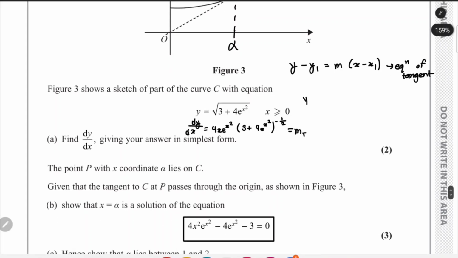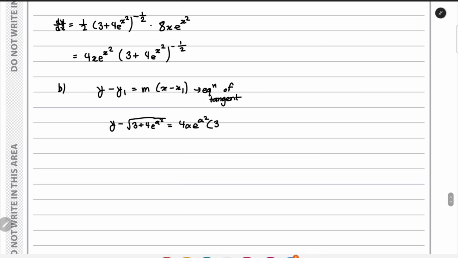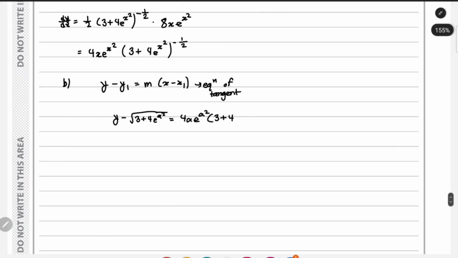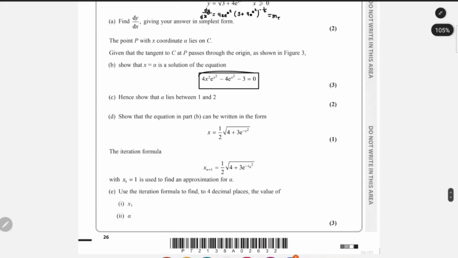We can use this. So y minus root over 3 plus 4 e to the power alpha square, instead of x we'll just place alpha, is equal to m. So we have 4 alpha times e to the power alpha squared times 3 plus, I'll do it down in this. So this is part B. The gradient will be 3 plus 4 e to the power alpha squared to the power minus half. And now we'll multiply x minus x1. x1 is alpha.